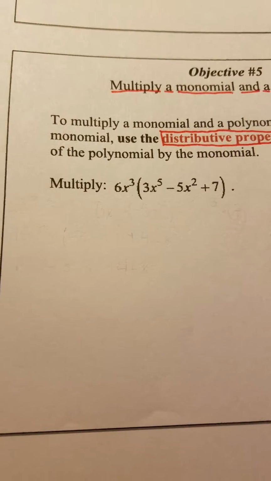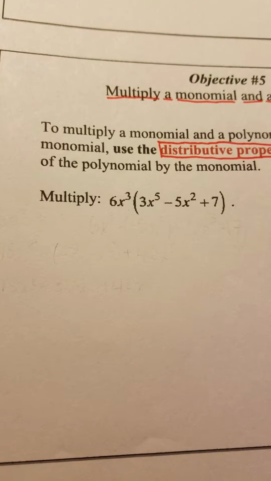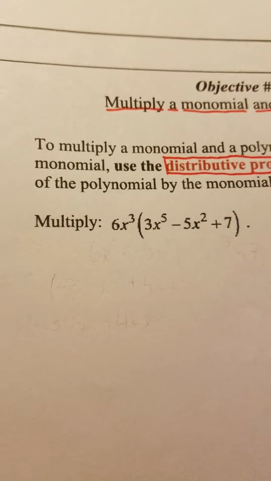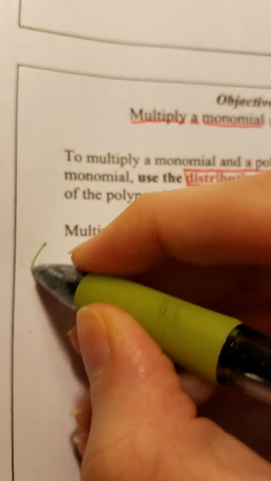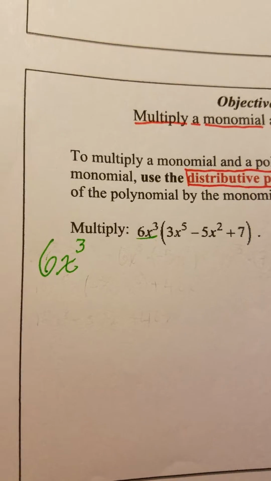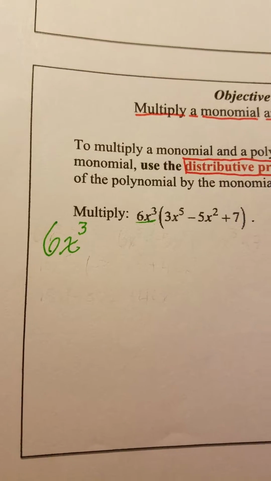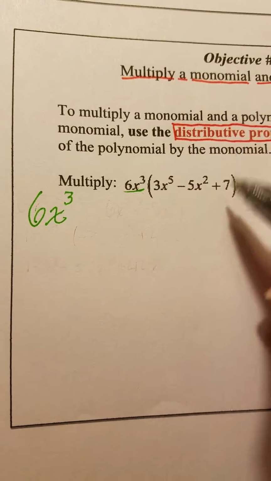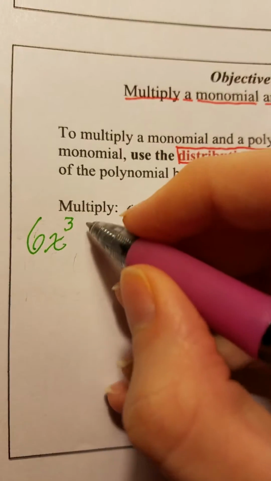What you do is here, we are going to take our a, which we'll just call the 6x to the third, 6x cubed. Well, that is our a. I'm just going to rewrite the problem as I do this. So 6x cubed. And then the rest of it is what you are distributing everything to.